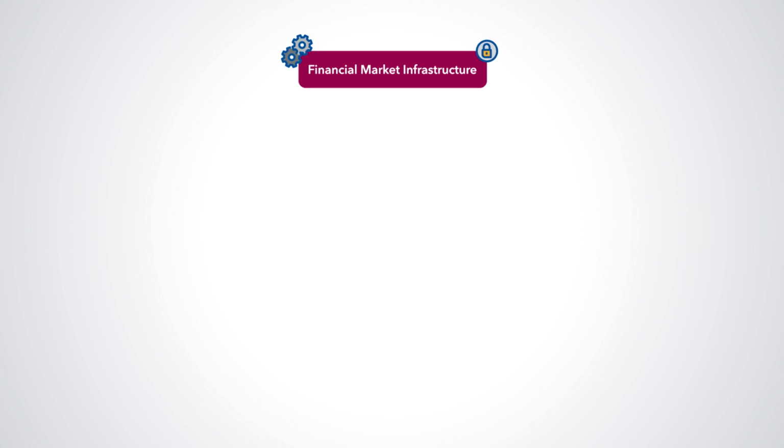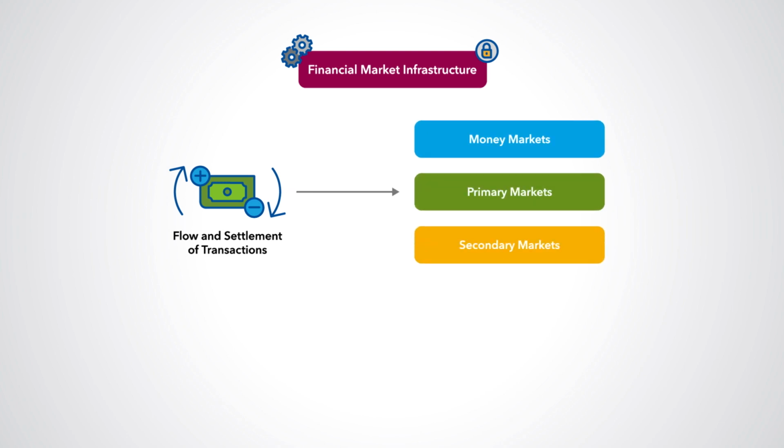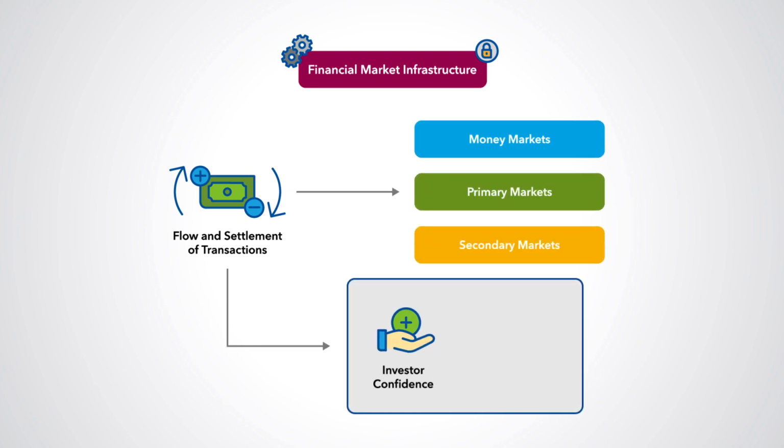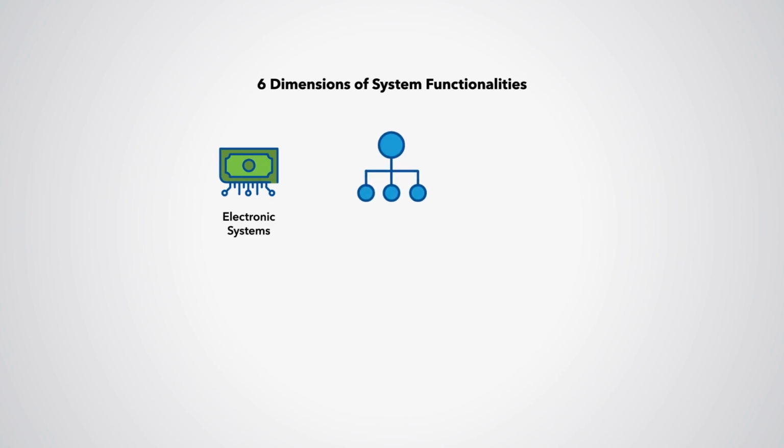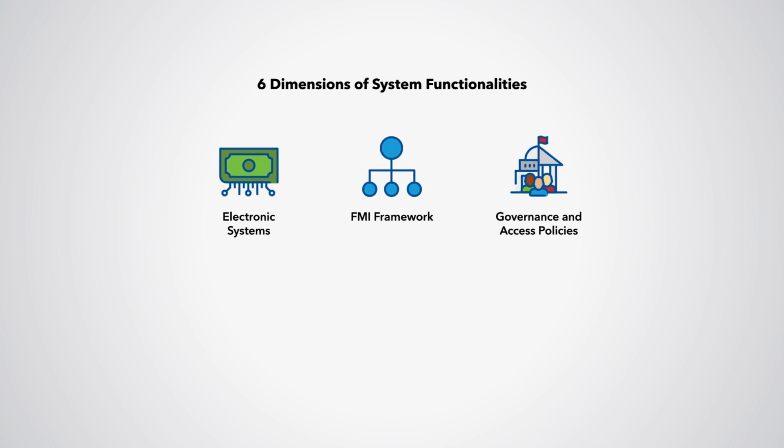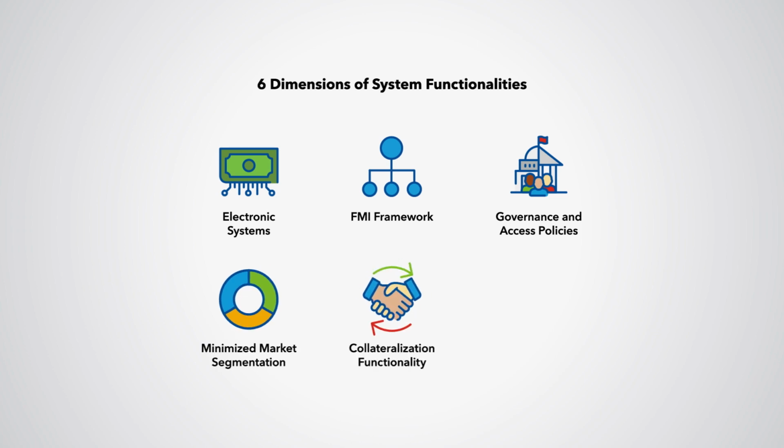An efficient and secure FMI facilitates the smooth flow and settlement of transactions in the money, primary and secondary markets, thereby strengthening investor confidence and stimulating the pace of market expansion. The FMI building block is evaluated around 6 dimensions of system functionalities and its use. These are electronic systems, an FMI framework, sound governance and access policies, minimized market segmentation, collateralization functionality, and legal power.